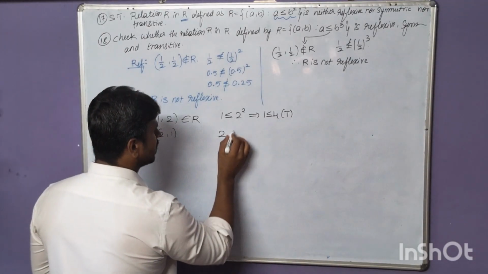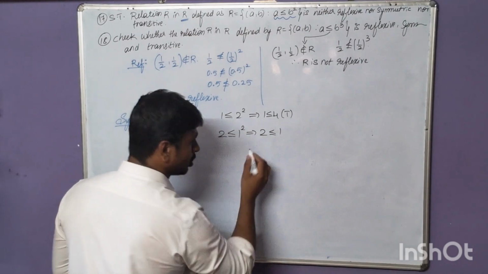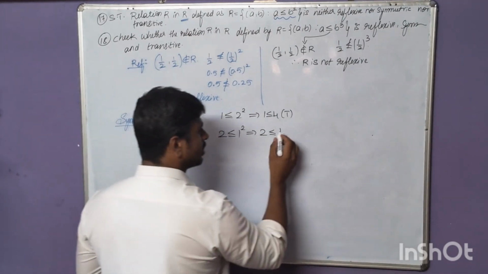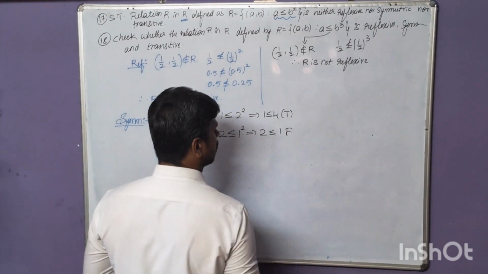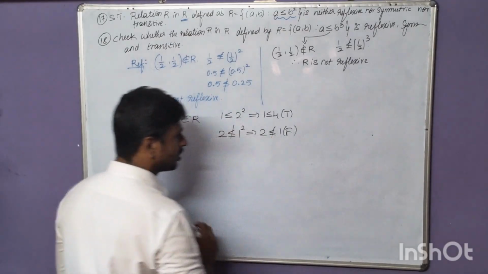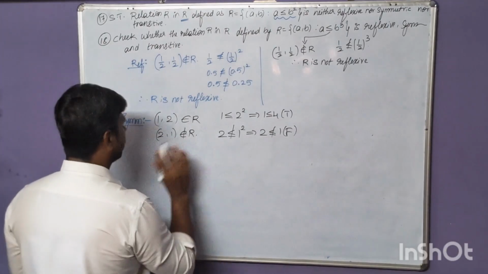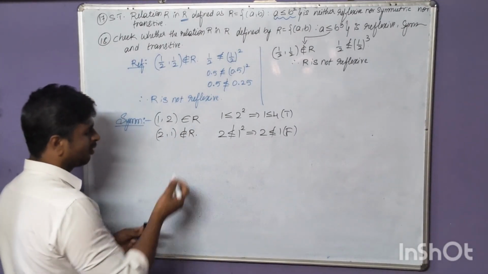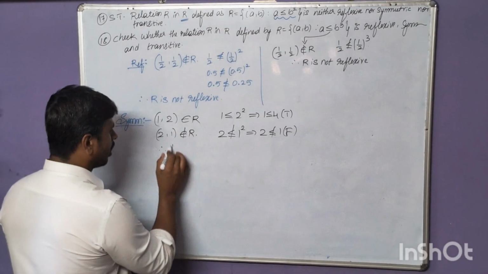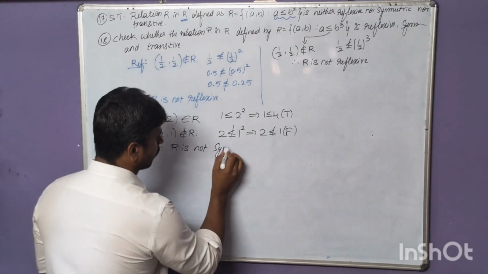Let us cross check. 2 is less than or equal to 1 square, which implies that 2 is less than or equal to 1. Is it true? 2 is not less than or equal to 1. This is false. So we can say that (2, 1) does not belong to R. Very simple. (1, 2) belongs to R and (2, 1) does not belong to R. Therefore, R is not symmetric.